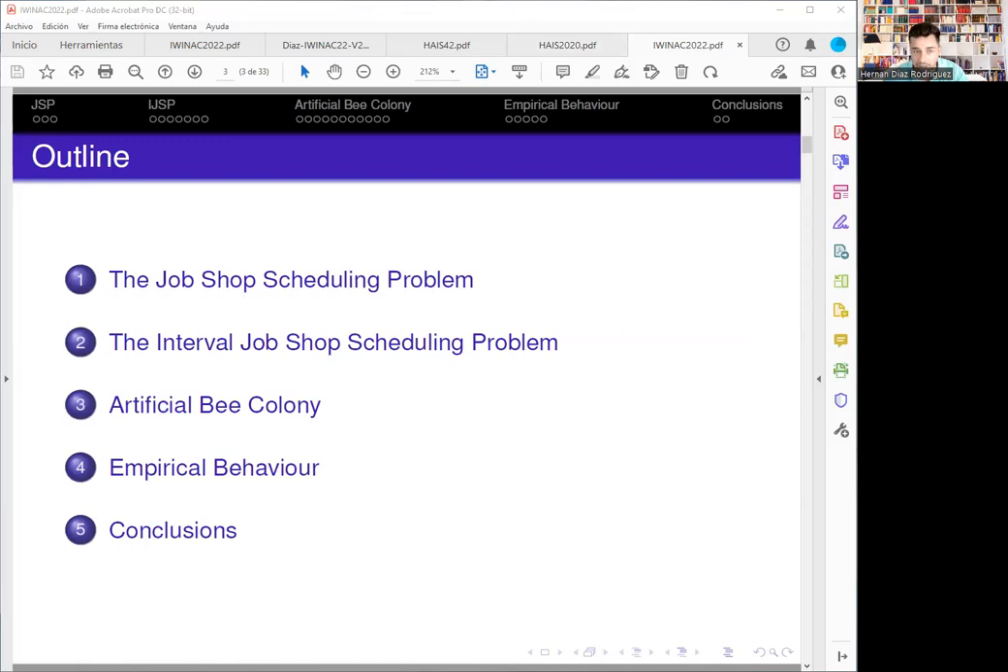Here we have the outline of the presentation. I will introduce the JobShop scheduling problem and the variant that we consider with interval uncertainty. After that, I will elaborate on the proposed solution, the result of the experiments, and the conclusions.